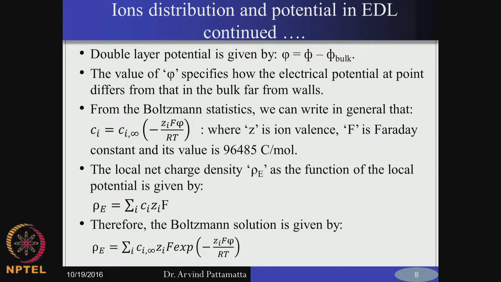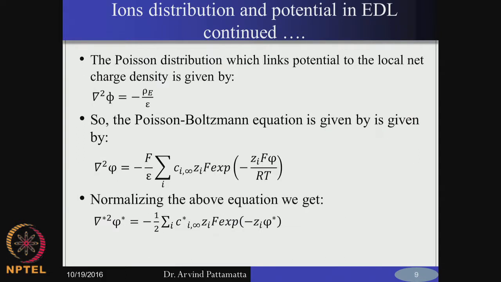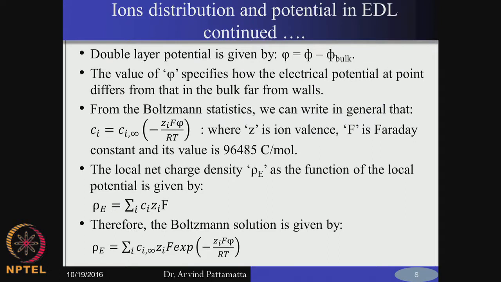So, in order to know the concentration distribution, we use the Boltzmann statistic and substitute into this, and therefore the net charge density can now be written as a function of the potential difference phi, expressed through the Boltzmann solution. And what do we do with this rho e? This is the net charge density at a particular location. We have expressed it in terms of the local electrostatic potential difference and as a function of the bulk concentration of the species.